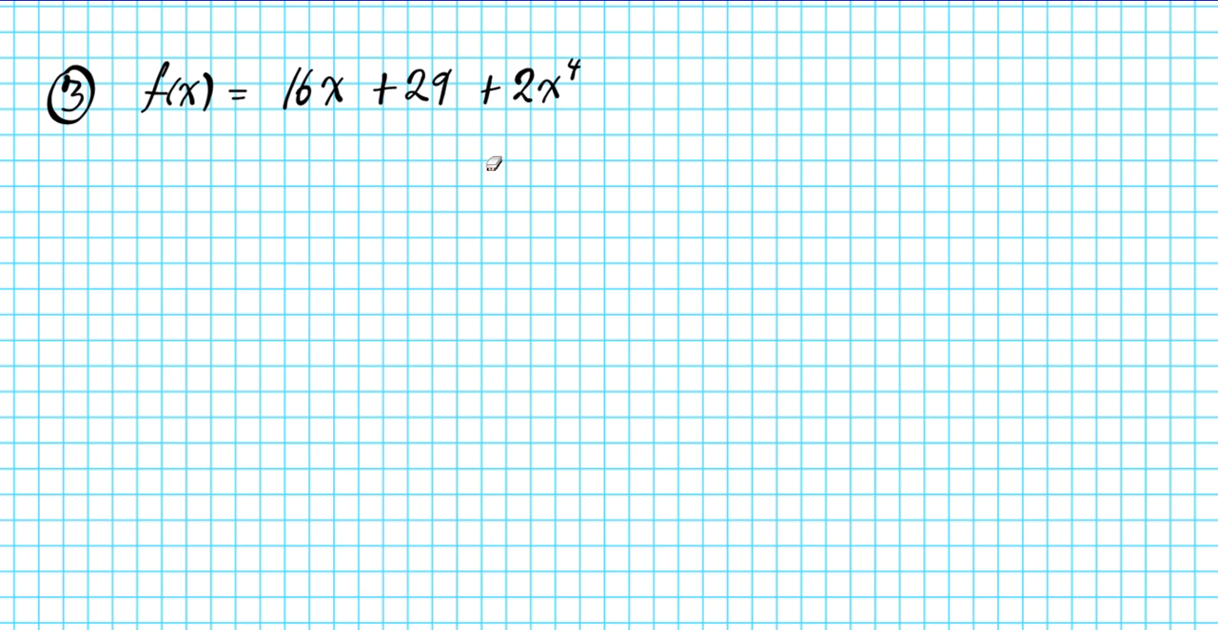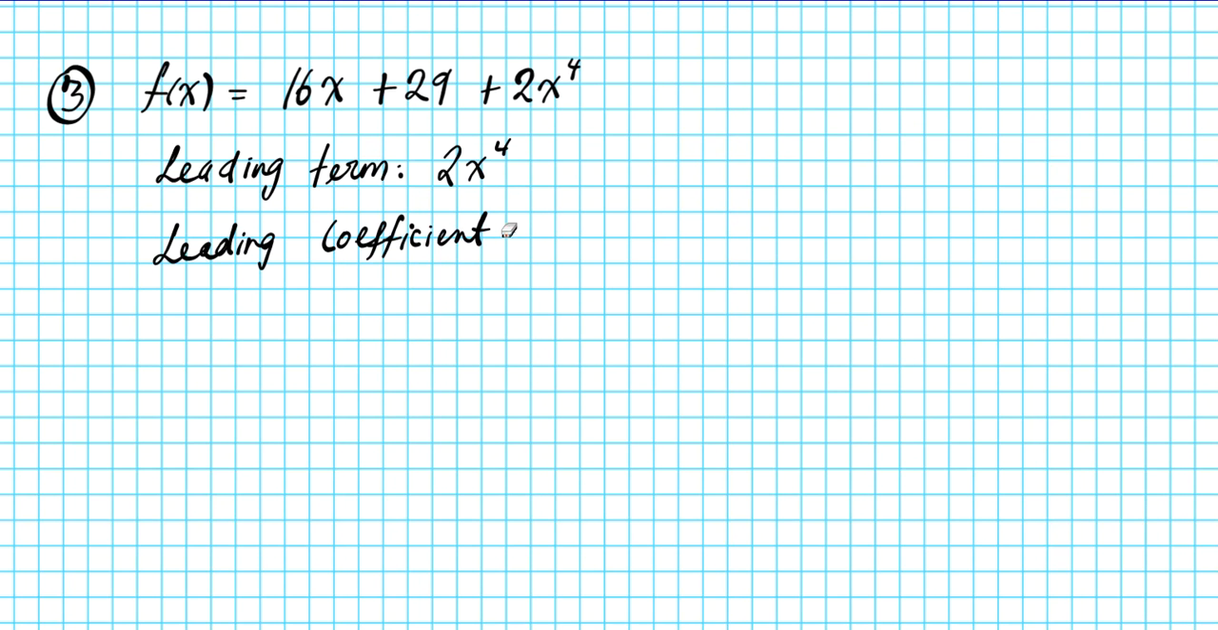Okay, so now let's go ahead and find out what the leading term is first. The leading term in this problem is the term with the highest degree, which is 2x to the 4th. Okay, so what is the leading coefficient? The leading coefficient is the coefficient of the variable with the highest degree, basically the constant term here. What you're multiplying the variable by in the leading term, which is 2. And then your degree is the exponential value of the term with the highest degree, which is 4 here.